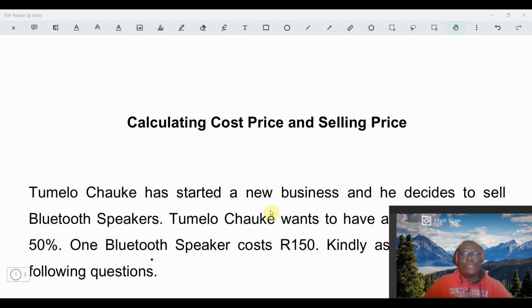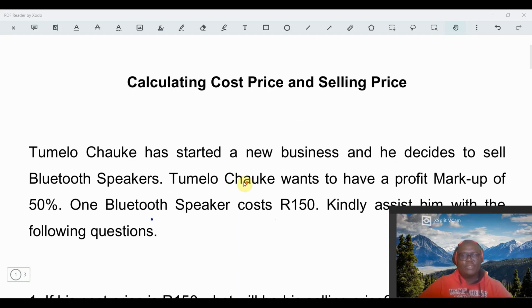Today in our lesson, we're going to talk about calculating cost price and the selling price. This lesson is very important because at some point in life, you may want to start a business. So it will be important for you to know how much the things that you have bought are costing you and how much you will actually be selling them for. And in order to sell them, you may want to sell them at a particular profit or markup. So it's very important for us to understand how the cost price and the selling price work. With that being said, let's go into the lesson for today.